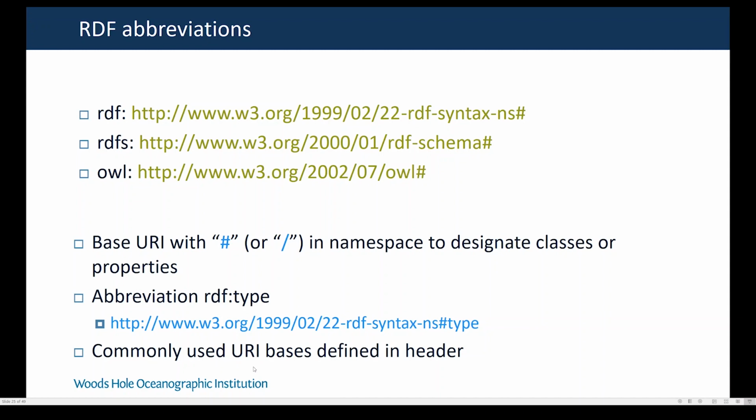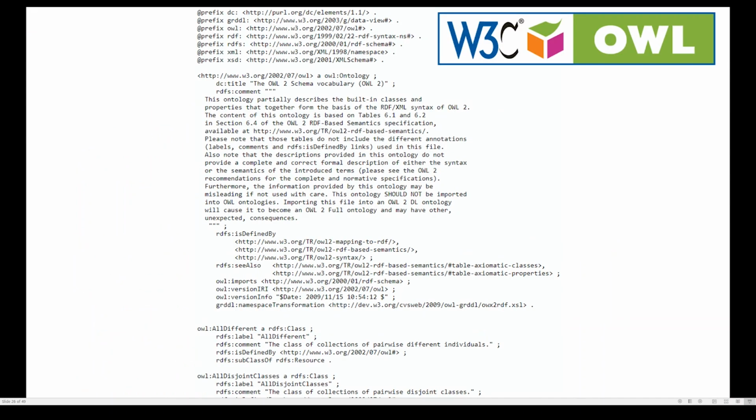And you'll often see that these commonly used URI bases are defined in the headers of ontologies. Here we're looking at the header for the OWL2 schema ontology. And you can see here we have these commonly used prefixes defined at the very top in the header. And you'll notice as we move down, this OWL class, so OWL all different, is being defined by an RDFS class. So you can see how the different knowledge representation languages integrate components of the less complex languages below them in the Semantic Web Stack.